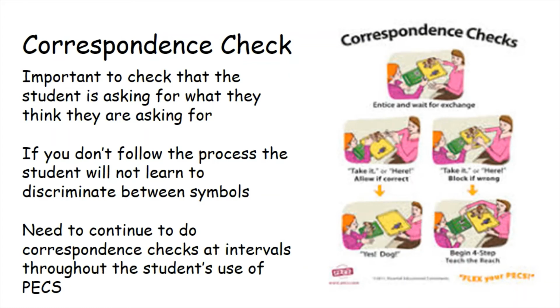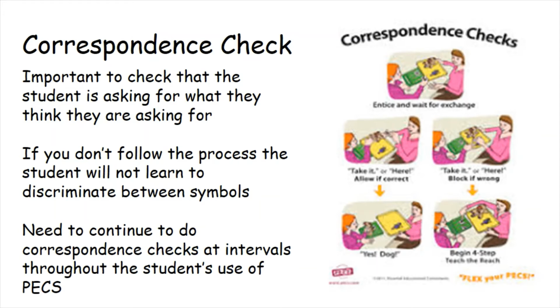It's important to check that the student is asking for what they think they're asking for. If you don't follow the process, the student doesn't actually learn to discriminate between symbols. All they learn is, I use a symbol, I get something nice. And we need them to understand what it is that they're asking for. And you need to continue to do correspondence checks at intervals throughout the student's use of PECs, just to make sure that they are still asking for what they think they're asking for.